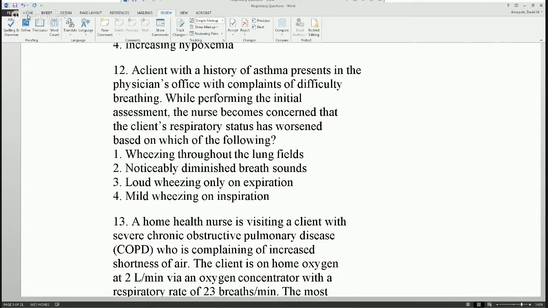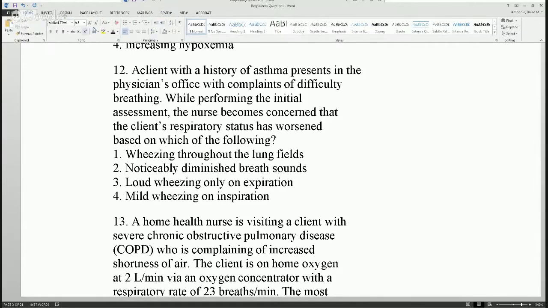You got it. And for your test-taking strategy for this one, take a look at this. Wheezing, wheezing, wheezing, no wheezing. One of these things is not like the other. Well, that's a good point.